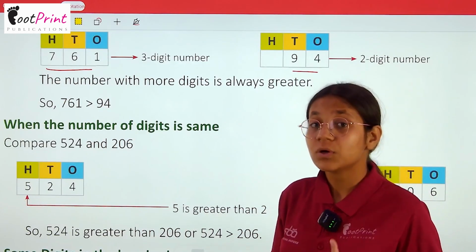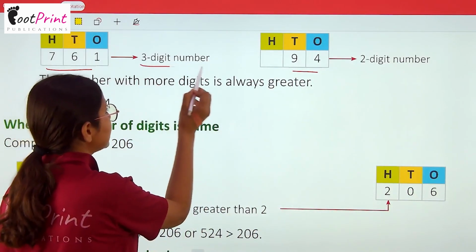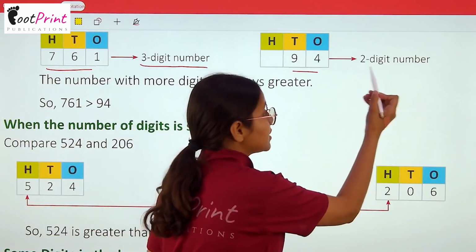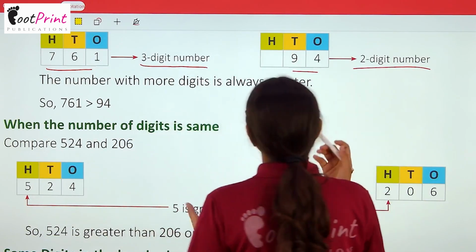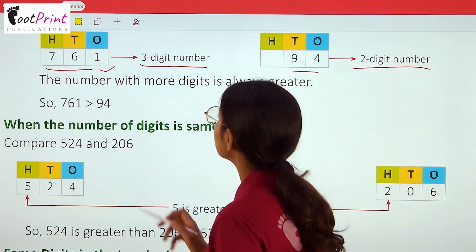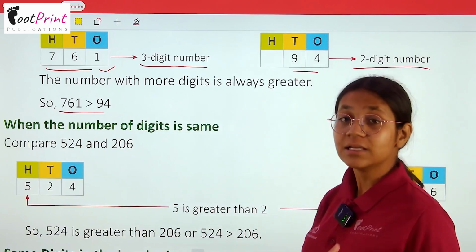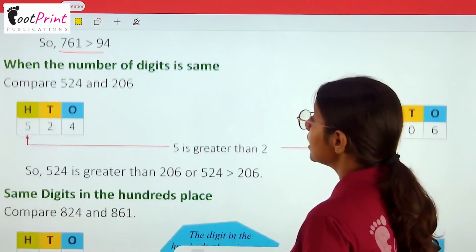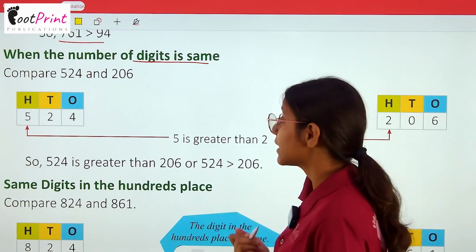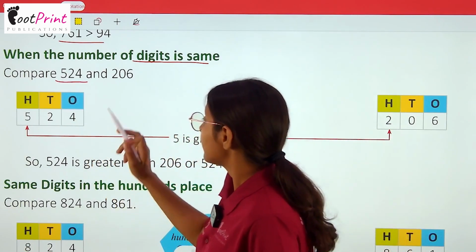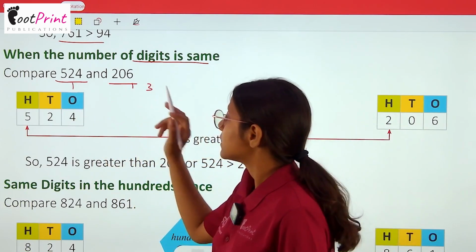Here the number of digits in both the numbers are different. See, it is a 3-digit number and it is a 2-digit number, and we know that 3 is greater than 2. So that's why we can easily say this number is greater than this number. So we can say that 761 is greater than 94. Now when the number of digits is the same, compare 524 and 206. See, here both the numbers have 3 digits.